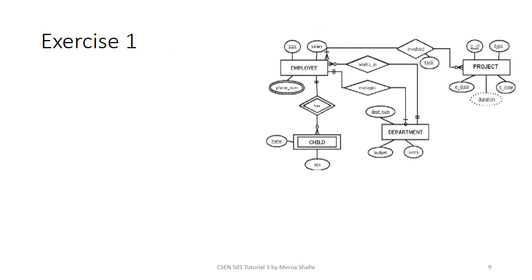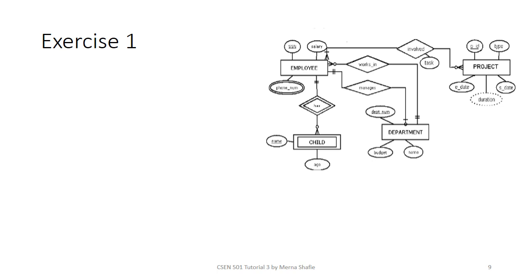Now we are given the following ERD, which is formed of the following entities. We have the entity employee, which has SSN, salary, and phone number as its attributes. We have the entity child with name and age as its attributes. We have the entity department with department number, budget, and name as its attributes. And we have project with project ID, type, E-date, S-date, and duration. Now, there are also other relationships which link the different entities with one another. Let's start with the mapping of this ERD into the relational schema.